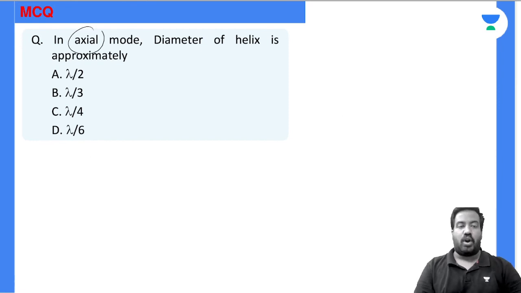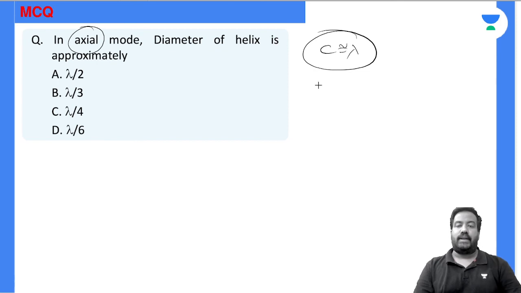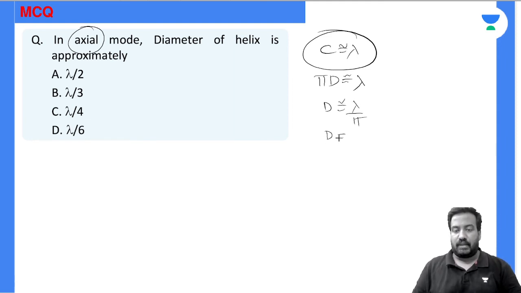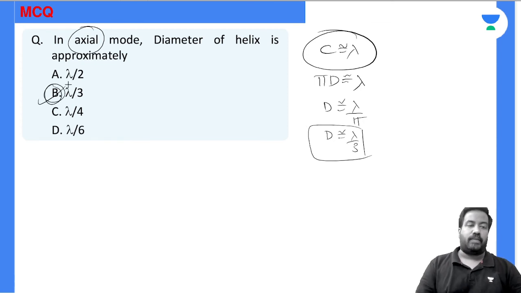In axial mode, circumference is approximately equal to lambda. Circumference approximately equal to lambda means pi times d is approximately equal to lambda. Diameter is lambda by pi, which is approximately lambda by 3. Option B is the answer.